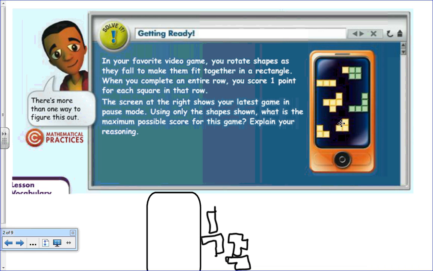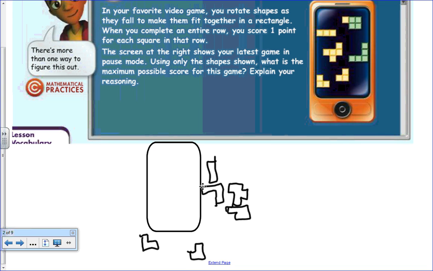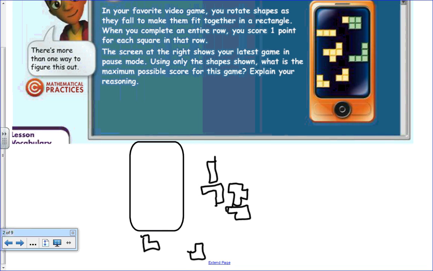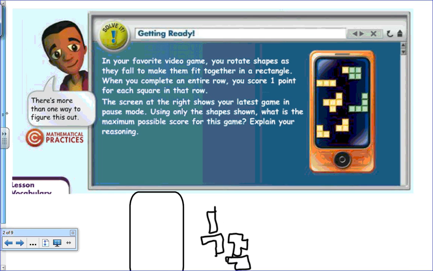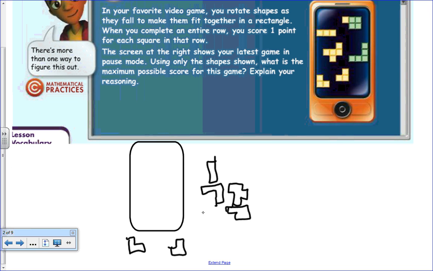The screen at the right shows your latest game in pause mode. So you have all the shapes available on this screen over to the right. Using only the shapes shown, what is the maximum possible score for this game? Explain your reasoning. So basically, take some time, and if you want to, you can make some shapes like this, like I did, that fit to the form, or if you want to go on Moodle and upload this presentation, you can also play around with the ones that I made, even though they aren't perfect. So I'm just going to play around a little bit, see what the best score is that I can get.